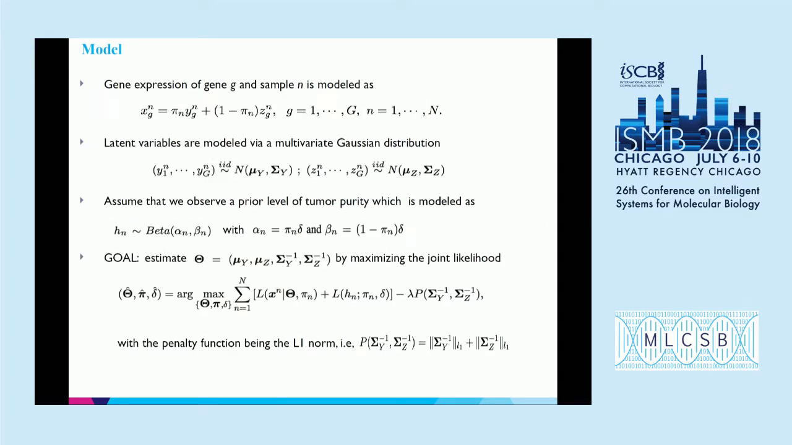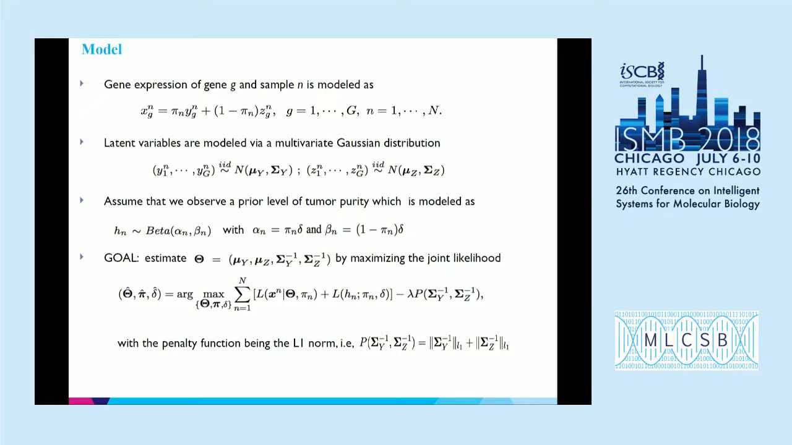So this is basically the model. So this is what I described now. And then we have the latent variables that are the gene expression that you would measure in tumor and in non-tumor cell that are modeled with the multivariate normal. And we want to infer the inverse of the covariance matrix. And then we have some observed tumor purity, HN, that is modeled as a beta, with some parameterization such that the expected value of the observed, this prior tumor purity, is going to be equal to the actual tumor purity, pi n, that is unknown.